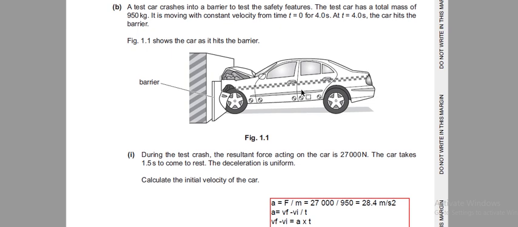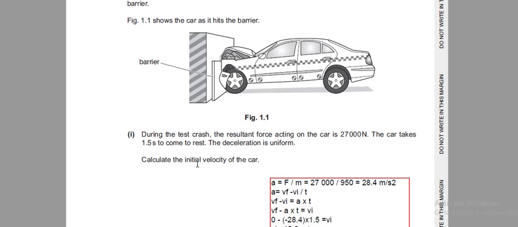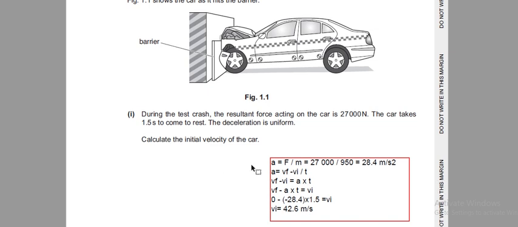Here is a car that hits the barrier. Calculate initial velocity. The force on the car is given, and also the time for the car to come to rest is given. So we know that acceleration equals force over mass.